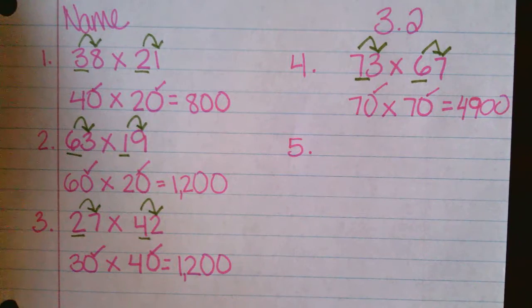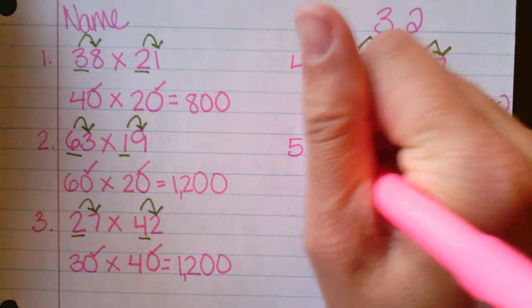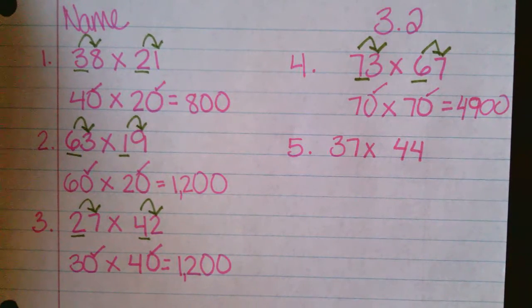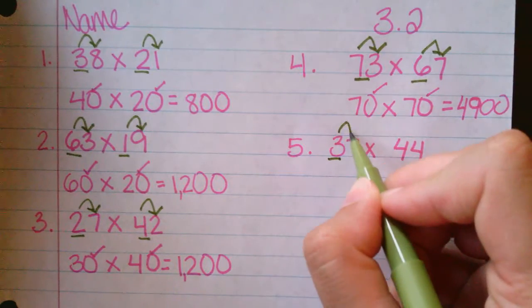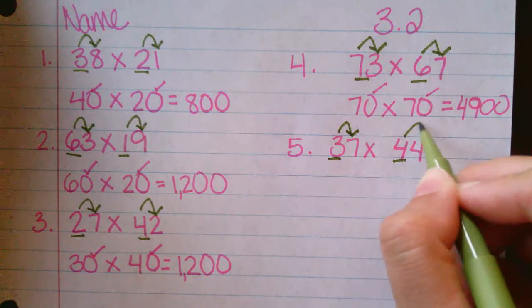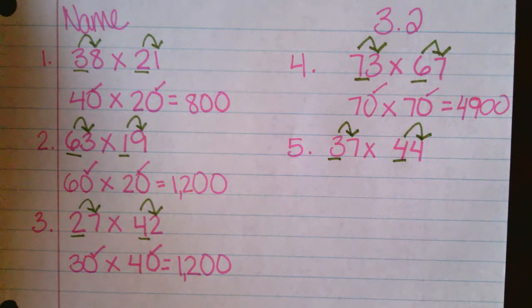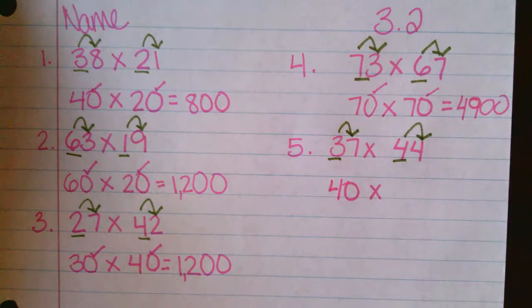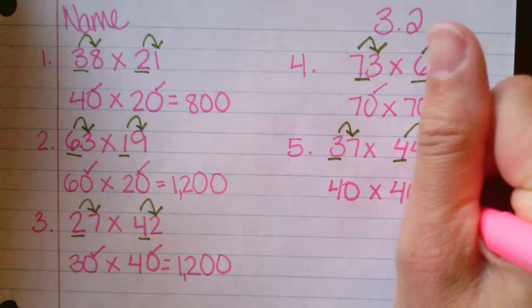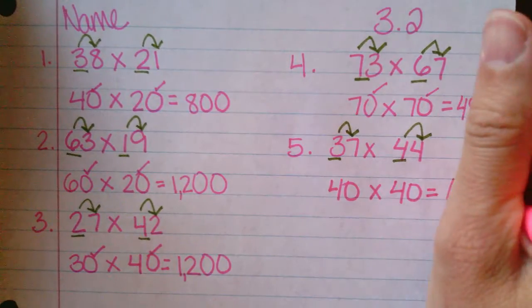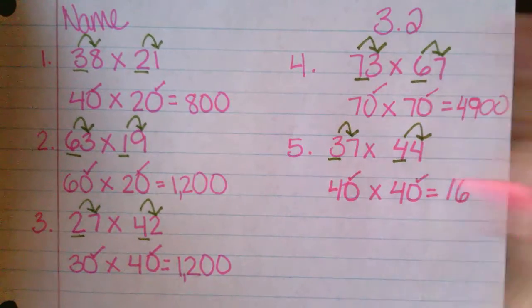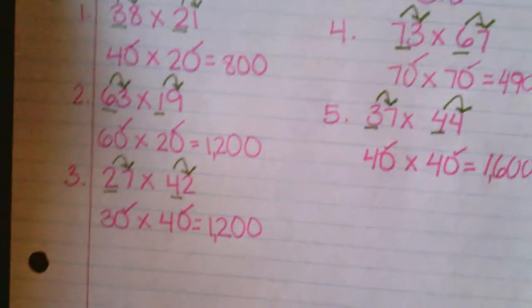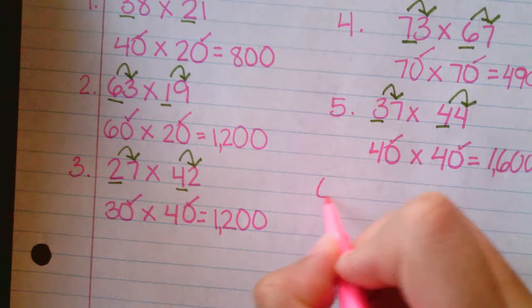5. 37 times 44. 37, looking at the tens, looking over to the ones. 44, looking over to the ones. 37 does round up to 40 times 44 rounds down to 40. 4 times 4 equals 16. 2 zeros. 1,600.